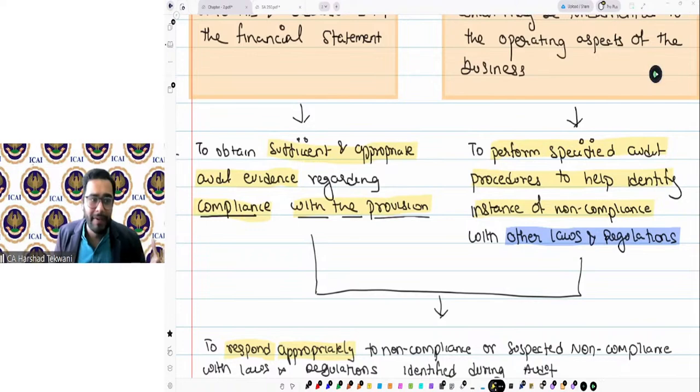Okay, the standard guided us. I need to understand the compliance. I need to see what the compliance is with respect to, you know, TDS, income tax. But what will I do to ensure that I have sufficient audit evidence with respect to the compliance?